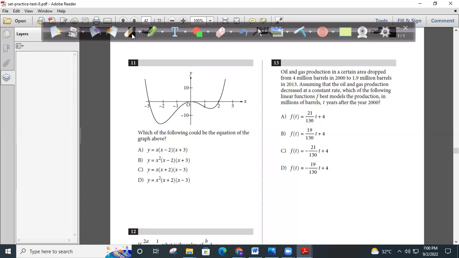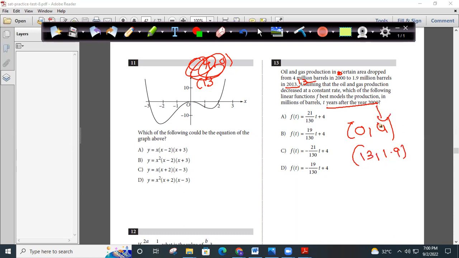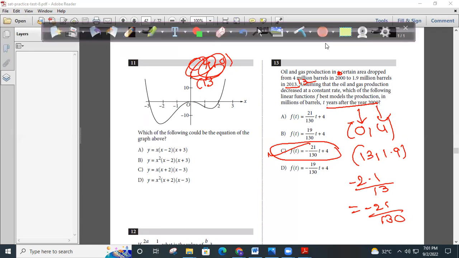Okay, so now let me see, if I'm the student, how I'm going to solve this question. Oil and gas production dropped from 4 million barrels in 2000 to 1.9 million barrels in 2013. Assuming that the oil and gas production decreased at a constant rate, which of the following linear functions best models the production, t years after 2000? So 2000 should be 0 and 2013 should be 13. So the points are 0, 4 and 13, 1.9. This is my y or f of t, this is my x. So slope is 1.9 minus 4, which is minus 2.1 by 13. So minus 21 by 130. Yes, the only line with a slope of minus 21 by 130 is C. So C is the answer. Yes, very good. Samhit and Abhiram, very good, perfect.